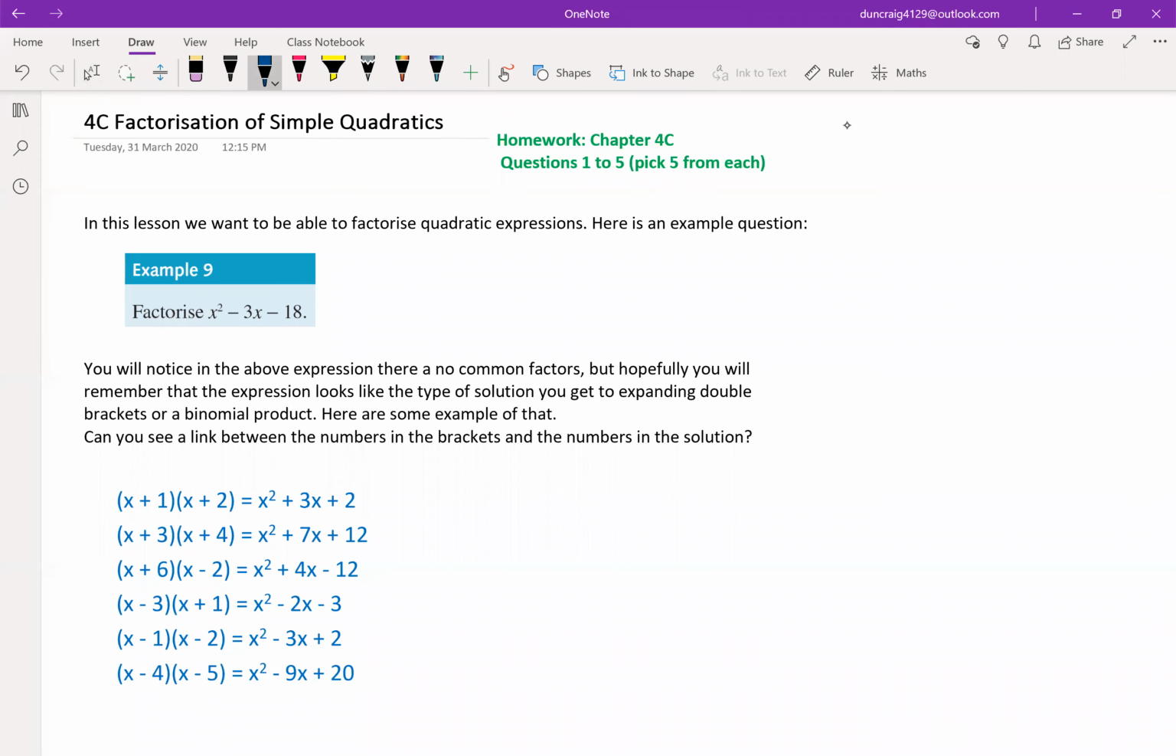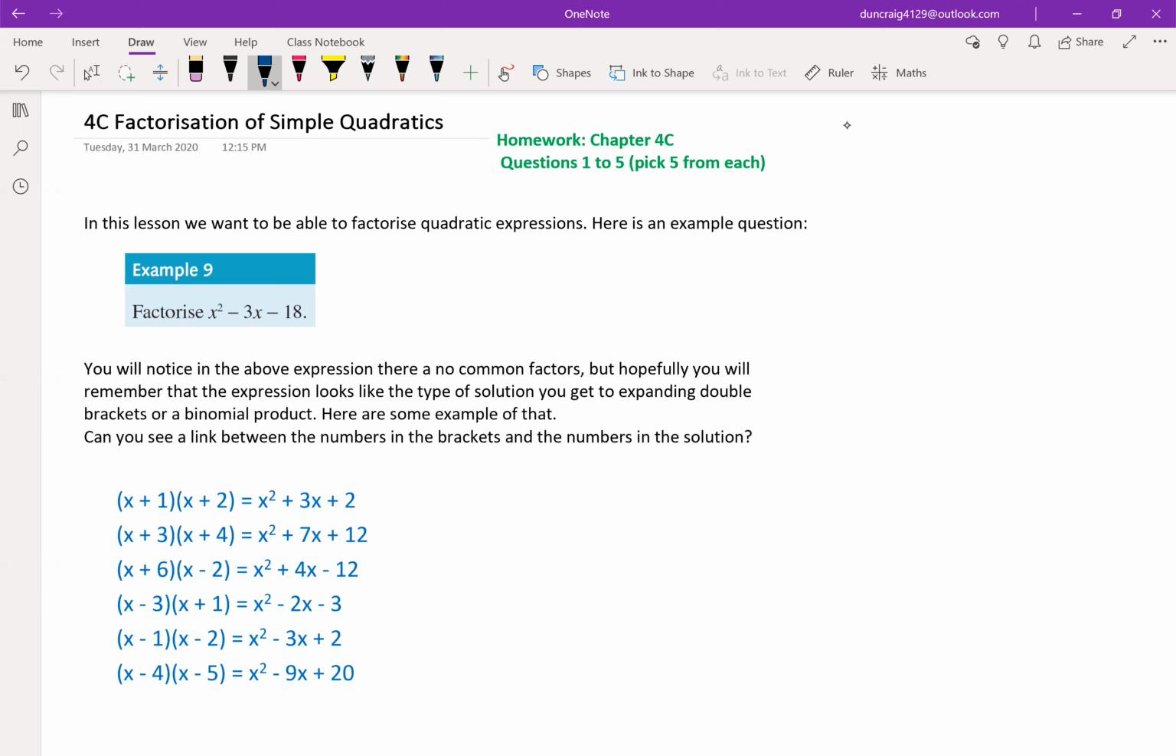All right, hello everyone. Today we're going to be looking at factorizing simple quadratics. So, you're going to have a strong understanding about what a quadratic is. It's basically something that has an x squared term in it, or a squared term. A quadratic is a polynomial, but you don't really need to know that.